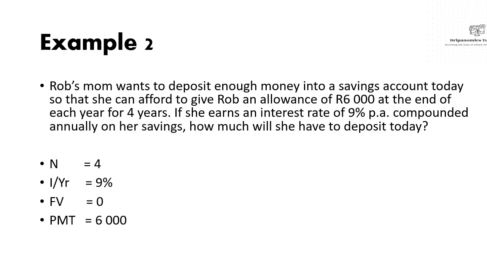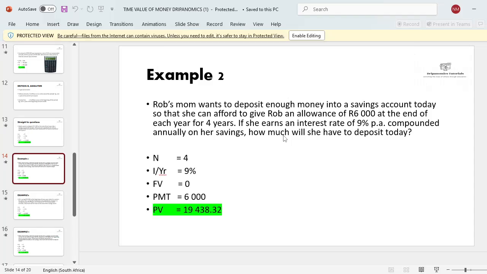Okay? PMT 6,000 rands. Why? These are equal payments, or equal withdrawals basically. Okay, so 6,000 rands. What are we looking for? Present value. So you put all of this into your calculator, then you press the PV button. She should deposit what? 19,438.32. That's what you should deposit today.